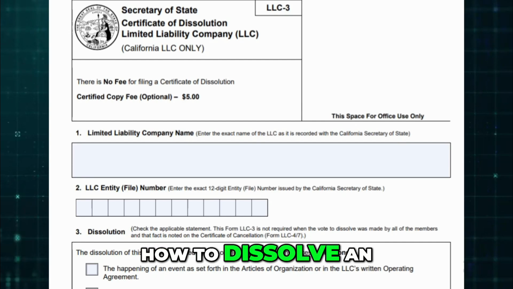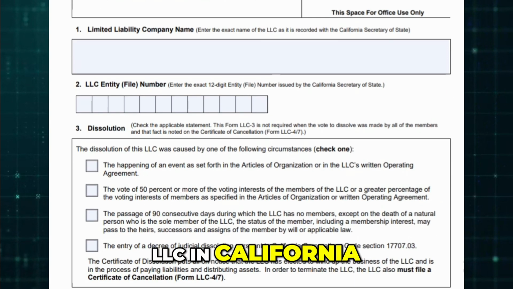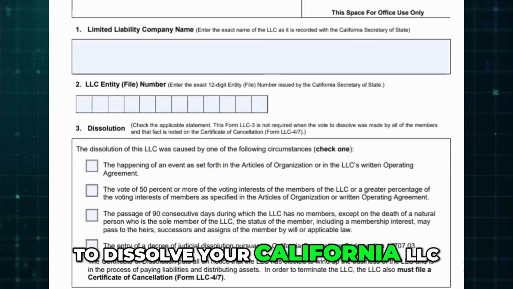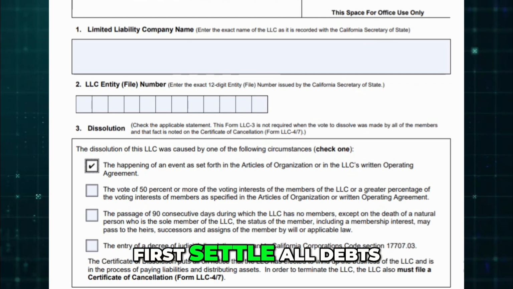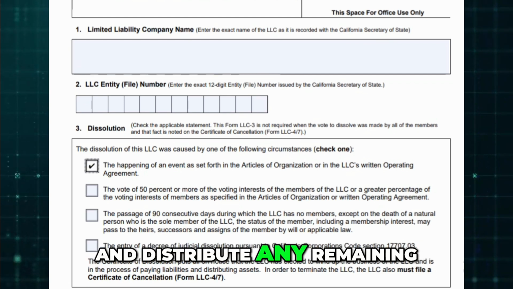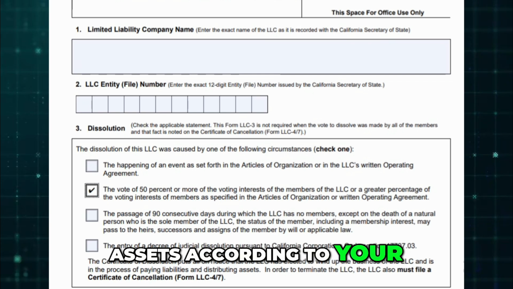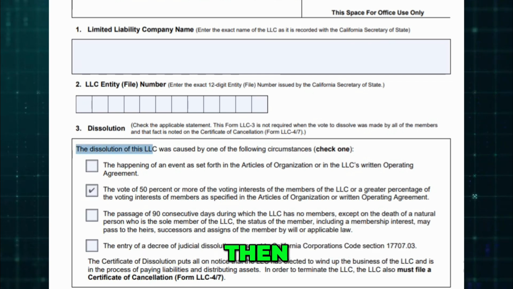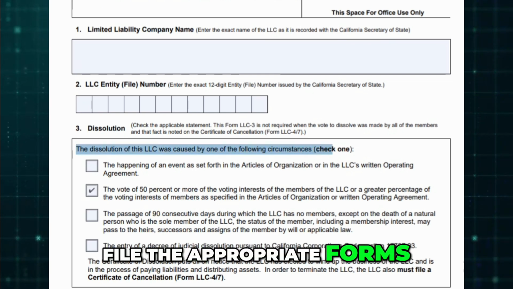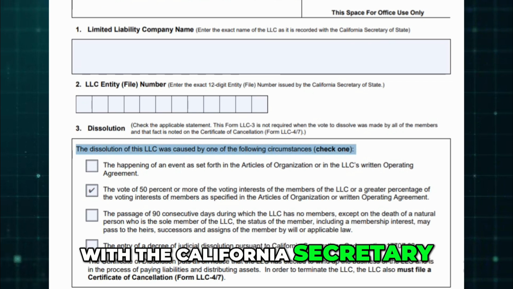How to dissolve an LLC in California. To dissolve your California LLC, first settle all debts and distribute any remaining assets according to your operating agreement. Then, file the appropriate forms with the California Secretary of State.